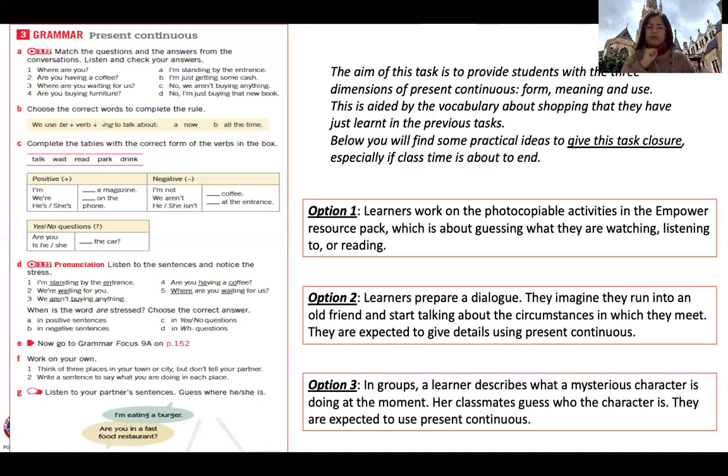Option 3. In groups, a learner describes what a mysterious character is doing at the moment. Her classmates guess who the character is. They are expected to use present continuous. It can be someone famous, someone they imagine, okay?